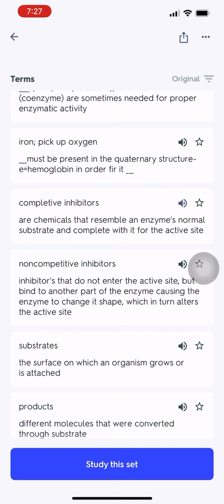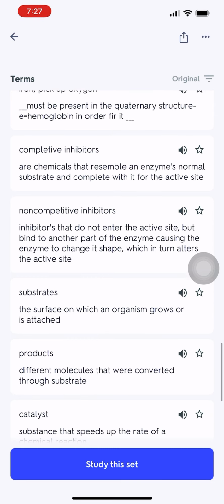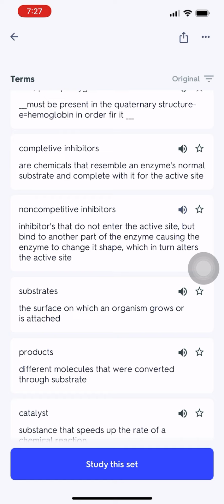Competitive inhibitors are chemicals that resemble an enzyme's normal substrate and compete with it for the active site. Non-competitive inhibitors do not enter the active site but bind to another part of the enzyme, causing the enzyme to change its shape, which in turn alters the active site.